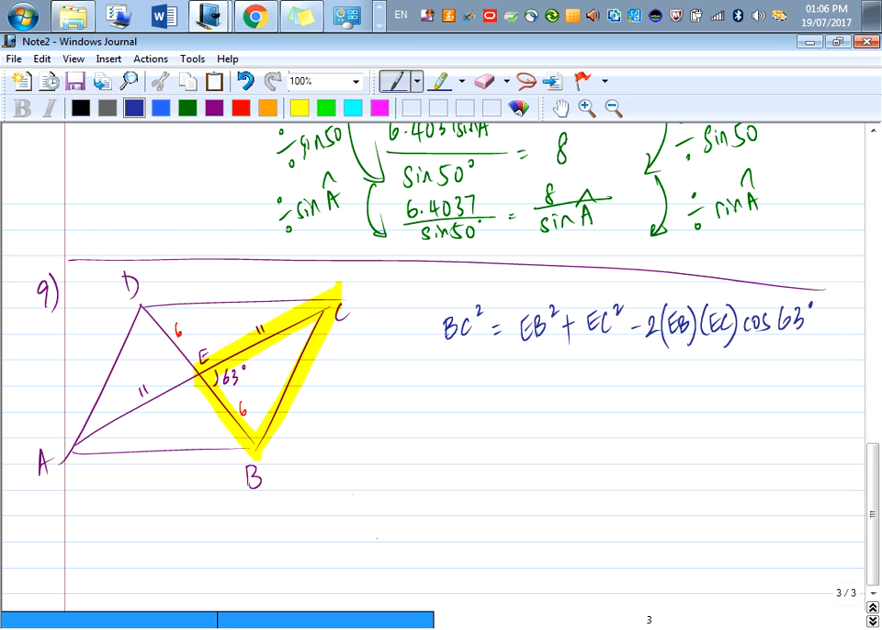Okay. I tried skipping one step already. You can continue to skip some more steps if you want. Like what Rabiatu has, she will substitute in values straight away and she'll put a square root. It is fine. Now, what we have over here will be 6 square plus 11 square minus 2 times 6 times 11 cosine 63 degrees. This is BC square. And to save some work, I'm going to remove this and put a square root.